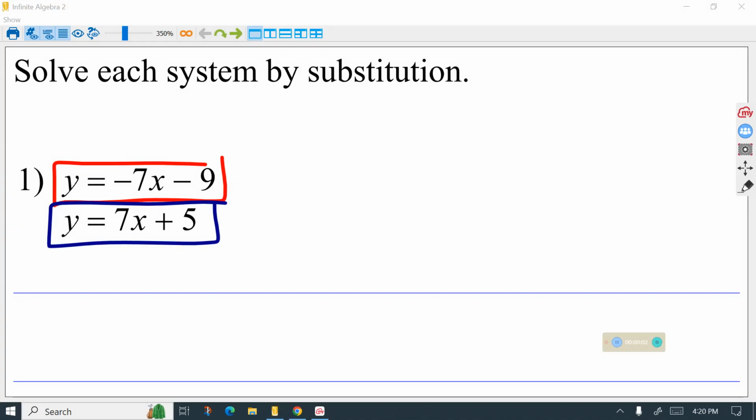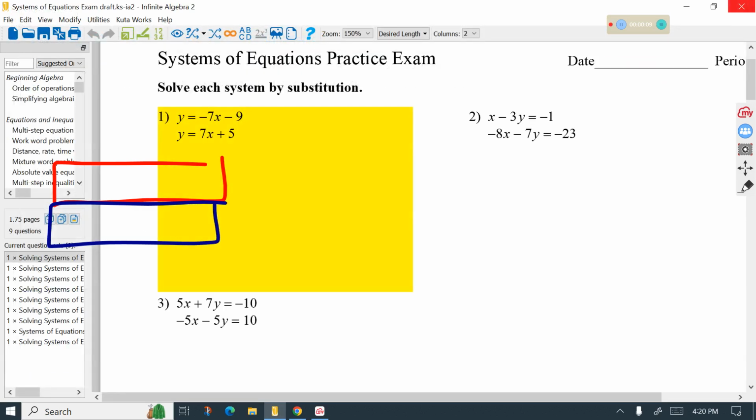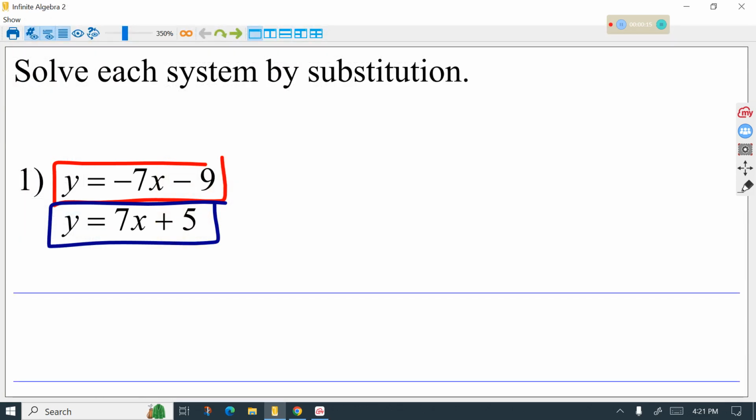Okay, so we're working on the practice test for systems of equations. All right, the practice exam document. I'll pull it up so you can see it. So we're talking about this one right here. Okay, systems of equations, practice exam. To begin this lecture, let's just start off looking at the problem.